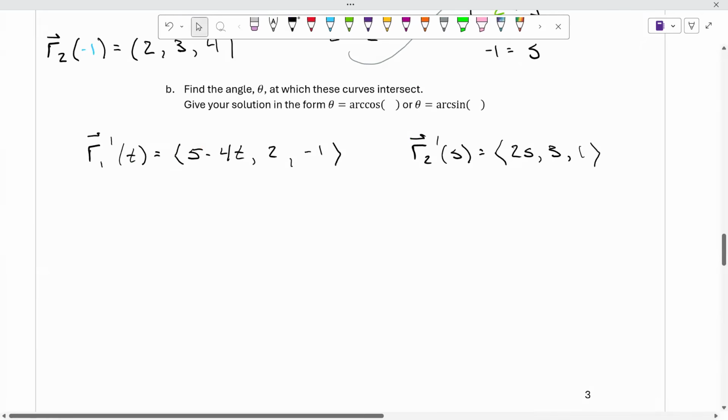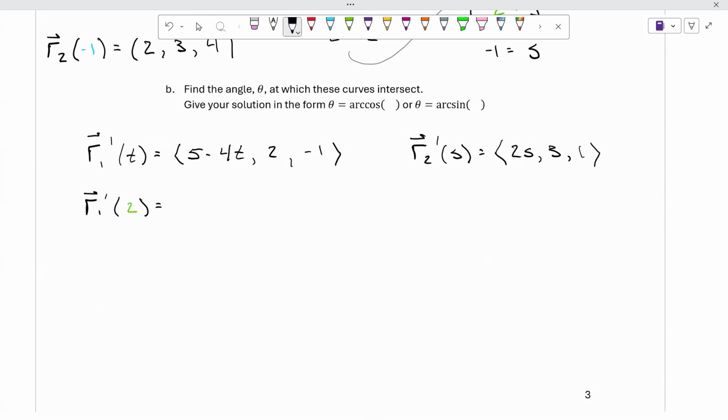Right, and then from there, I need R1 prime of 2. So that's what I found my t-value was, the point of intersection. So that'll be, let's see, 5 minus 8 is -3, 2, -1. And I need R2 prime of -1, which looks like -2, 3, 1.